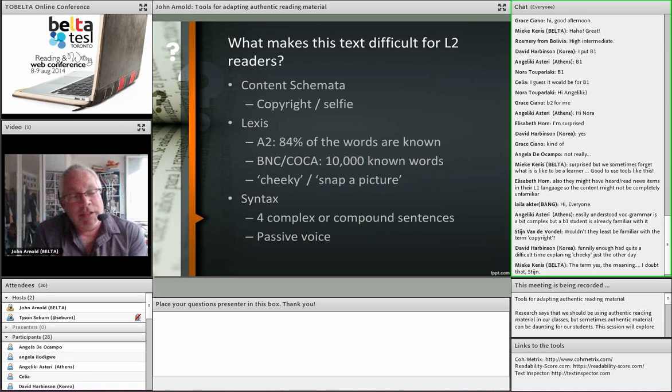So it's really important. I was trying to get my students to look at it this way too. So we look at the readability. Once we determine the readability, then we look at, oh, this might be too difficult. What might be too difficult? And we come back to the 3 areas: the content, the lexis, and the syntax. So what can we do about it?